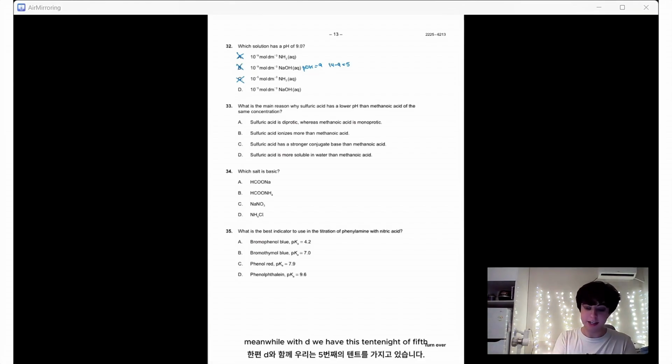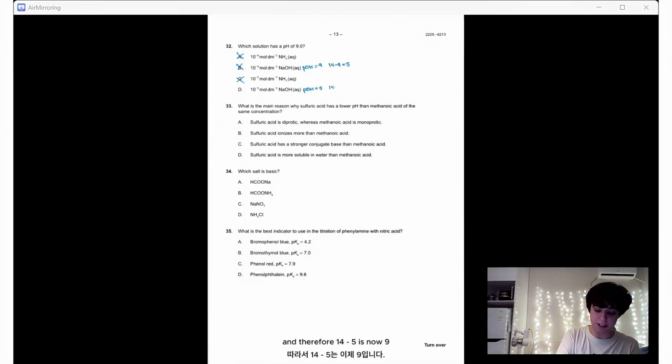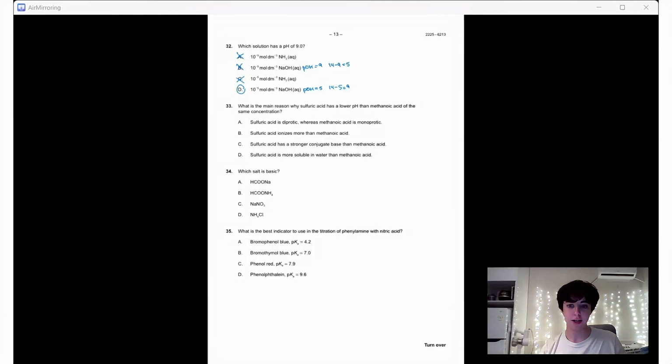Meanwhile, with D, we have this 10 to the negative fifth. So our pOH is going to be equal to 5, and therefore 14 minus 5 is now 9. So that makes D the correct answer for number 32.